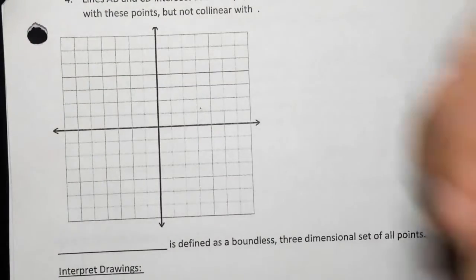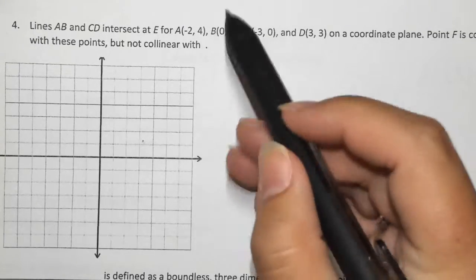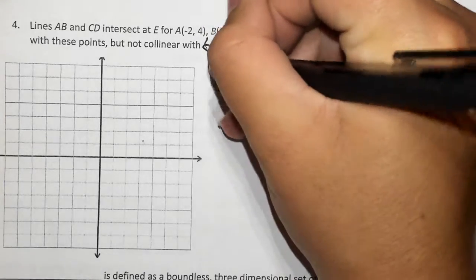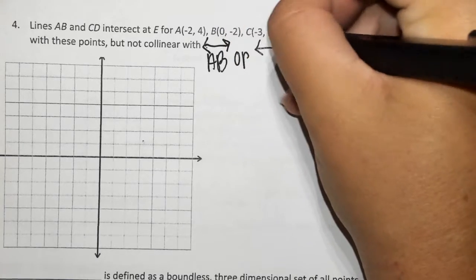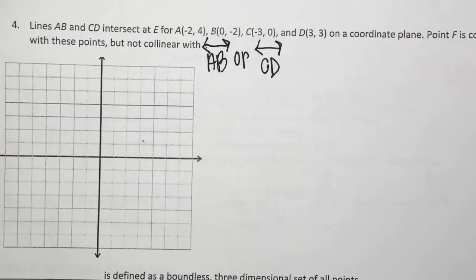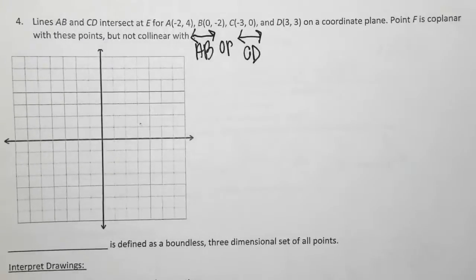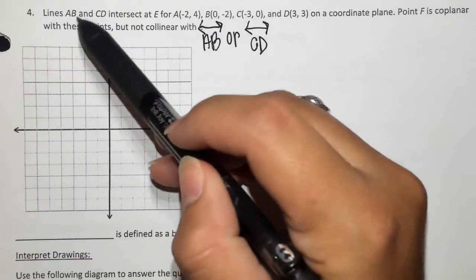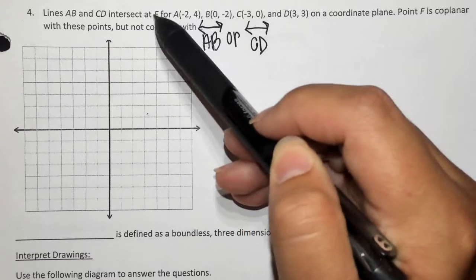All right, you need some more information. So let's fill in this information and then we'll finish number 4. You see right here with the last word, you're missing line. So with line AB or line CD. Now I know I totally ignored the rest of it, so let's go back and read it. Lines AB and CD. So there's 2 lines. They intersect at E.